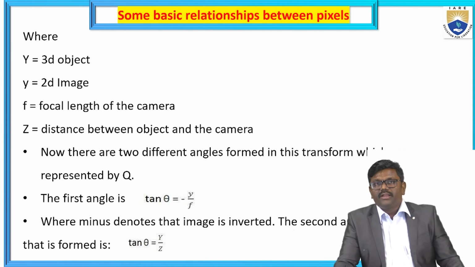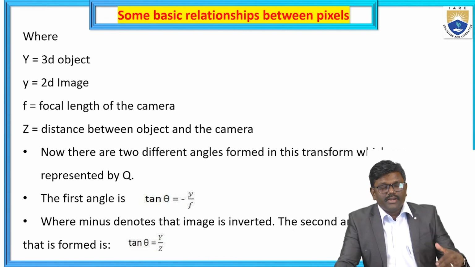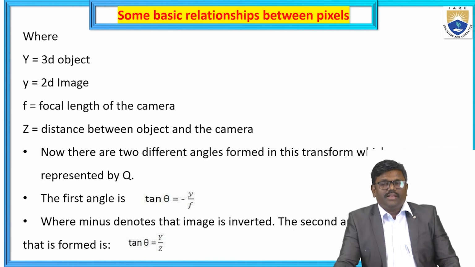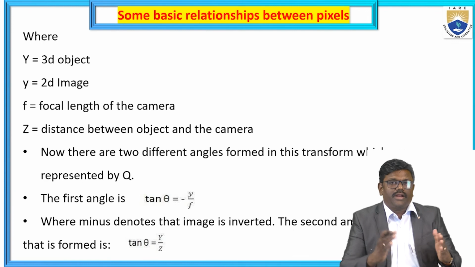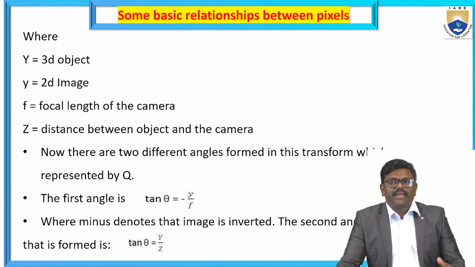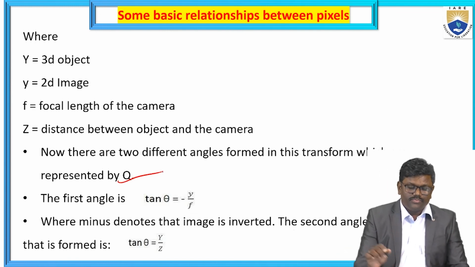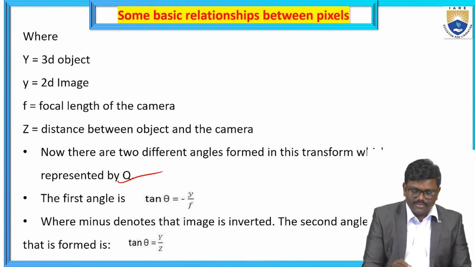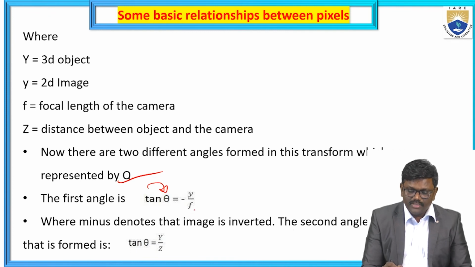Let us see a 3D object and convert it into a 2D image. f is the focal length of the camera and z is the distance between the object and the camera. Now there are two different angles formed in this transform, which are represented by theta. The first angle is where tan theta equals minus y by f.